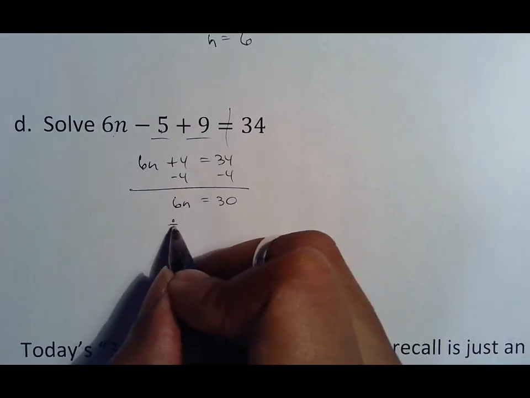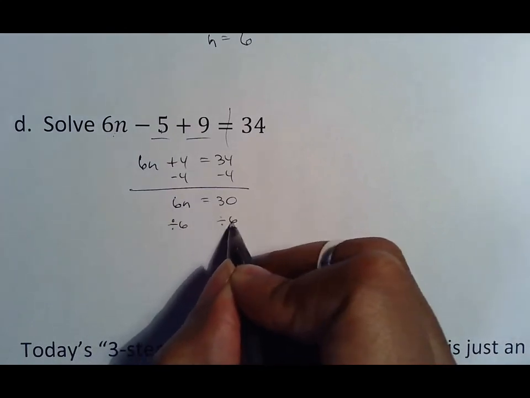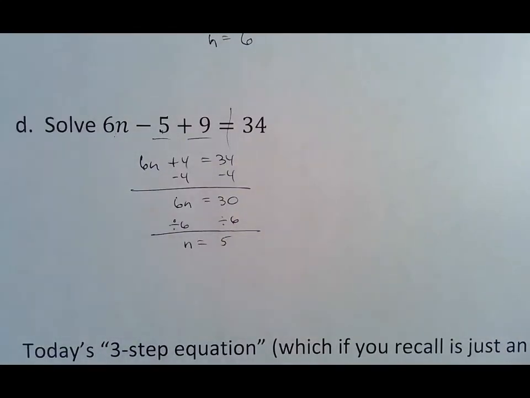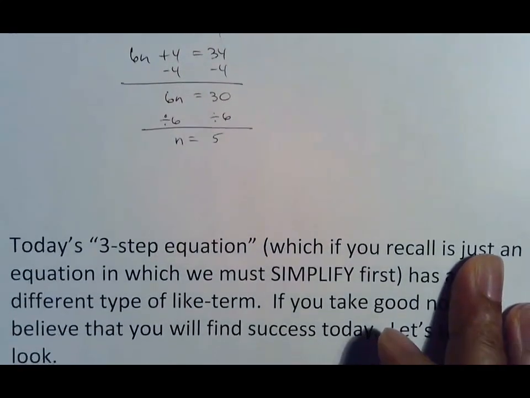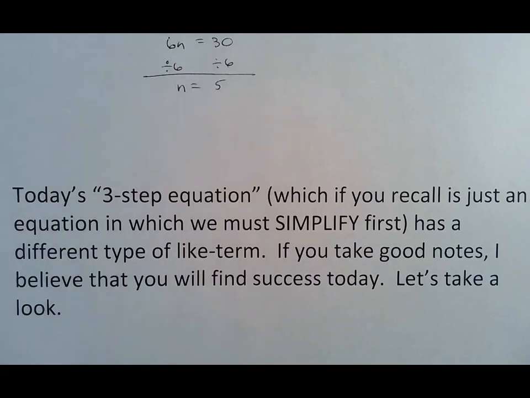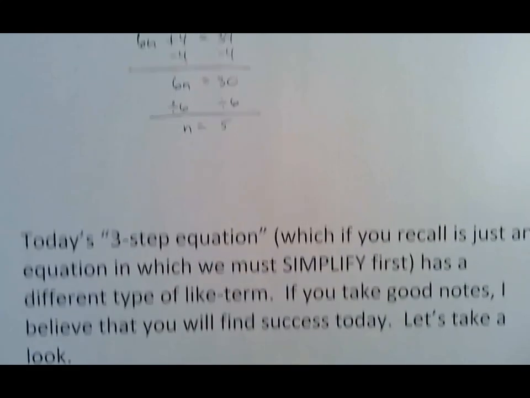If it's 6 times n, well, I divide by 6, and I divide by 6. N comes down with 5. So again, those 4 questions we just worked out were review. Today's three-step equation, which if you recall, again, is just an equation that makes you simplify first, just has a different type of like term. If you take good notes, I believe you'll find success again today. Let's just look at those 4 problems and move on.